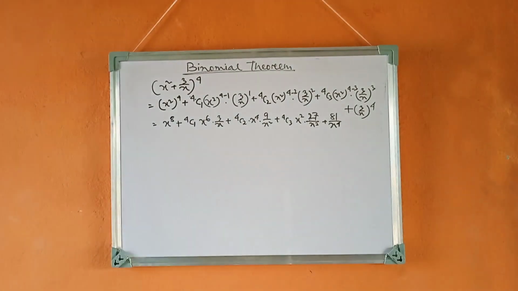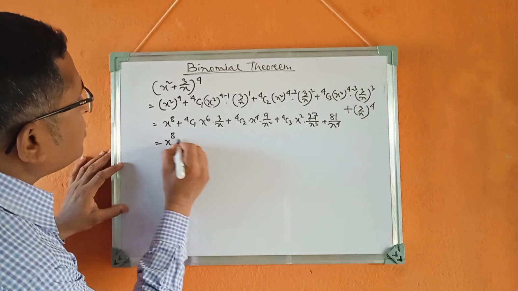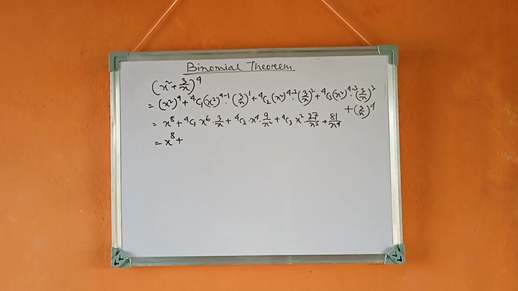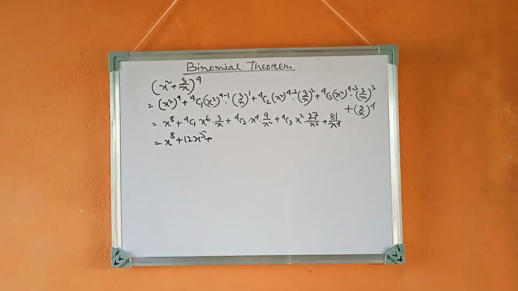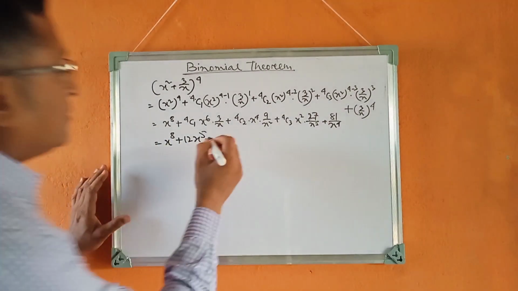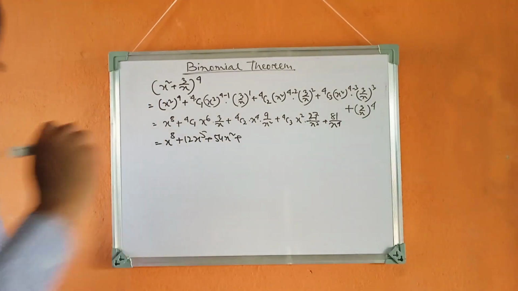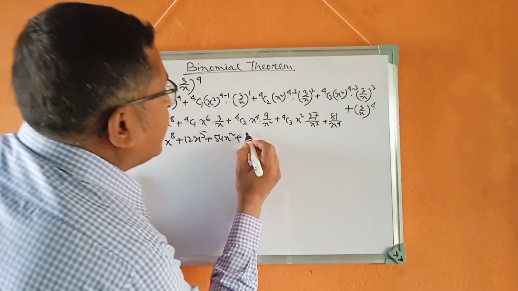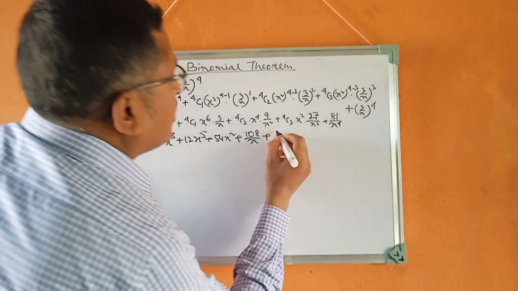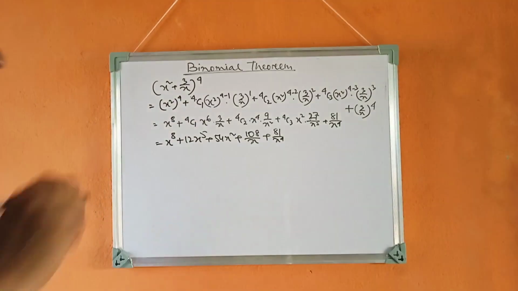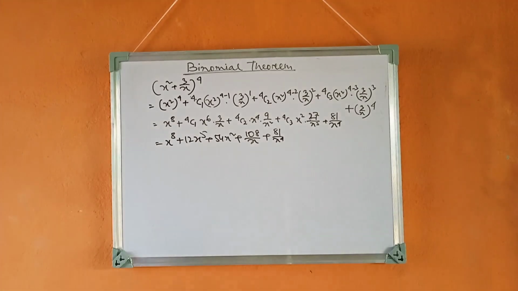Okay. Now calculate the value. After calculation we get the result x to the power 8 plus 12 x to the power 5, plus 54 x square, then plus 108 divided by x, and the last term is 81 divided by x to the power 4. Okay, so got it. Next, another example.